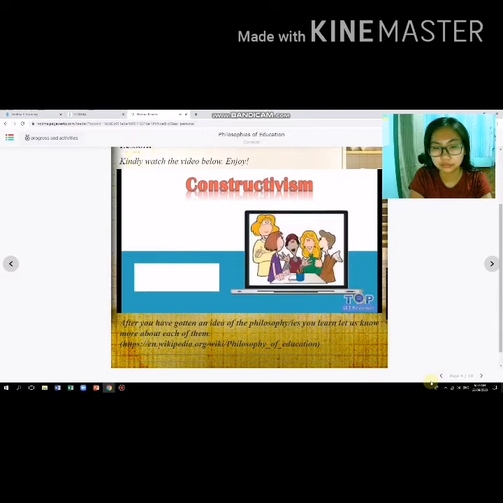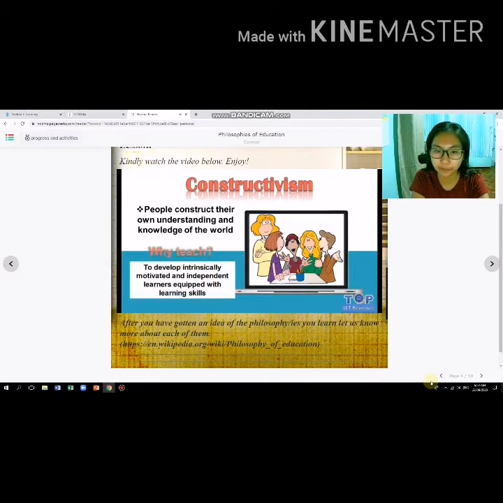Another known philosophy of education is constructivism. Constructivism says that people construct their own understanding and knowledge of the world through experiencing things and reflecting on those experiences. Constructivists aim to develop intrinsically motivated and independent learners equipped with learning skills for them to be able to construct knowledge and make meaning of them.